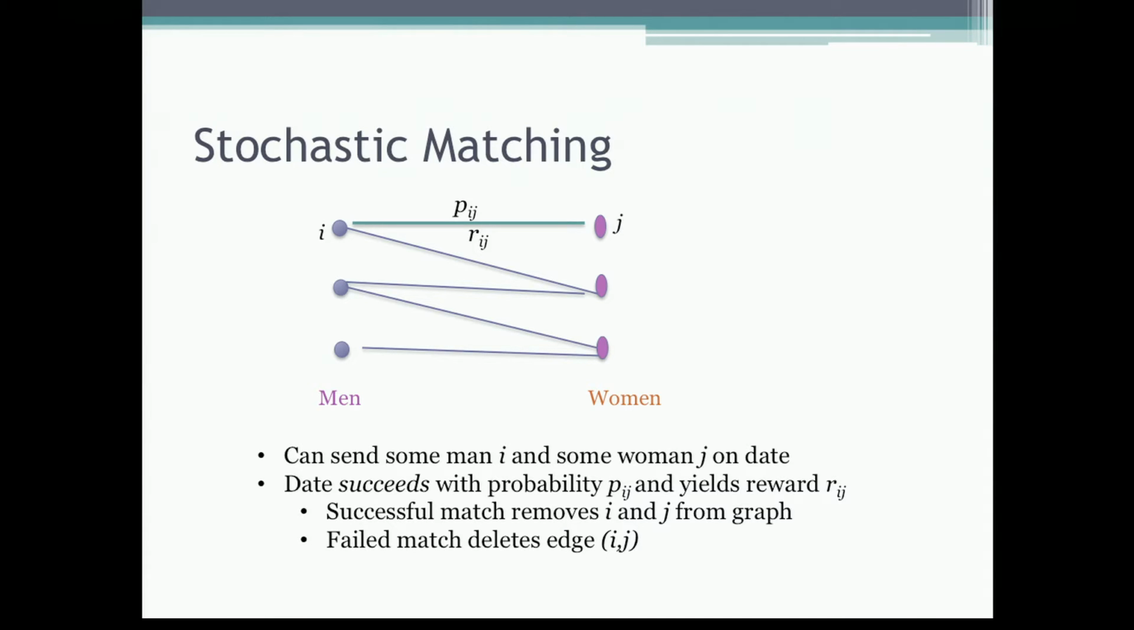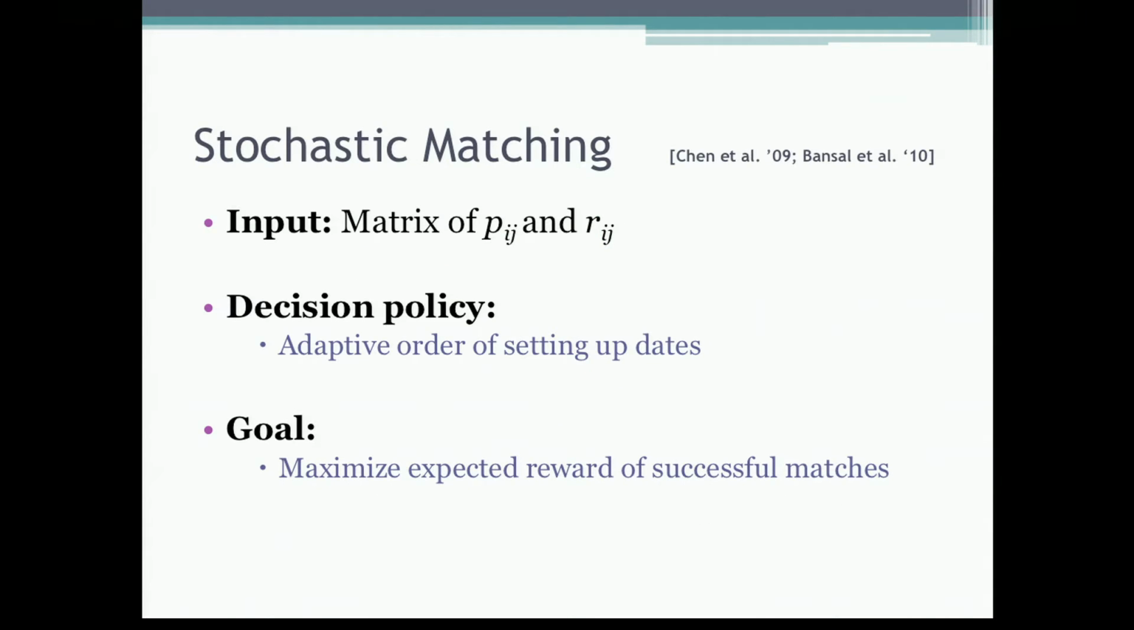And in the original formulation of this problem, there are also constraints on patience. You can also have a constraint that the number of times you can set i up on a date is at most some Ti. After Ti tries, maybe the guy leaves the system. You can have those constraints. It'll all work out. And the goal is to maximize the expected reward from the successful matches. And so again, you can think of the optimal policy as being some adaptive mess.